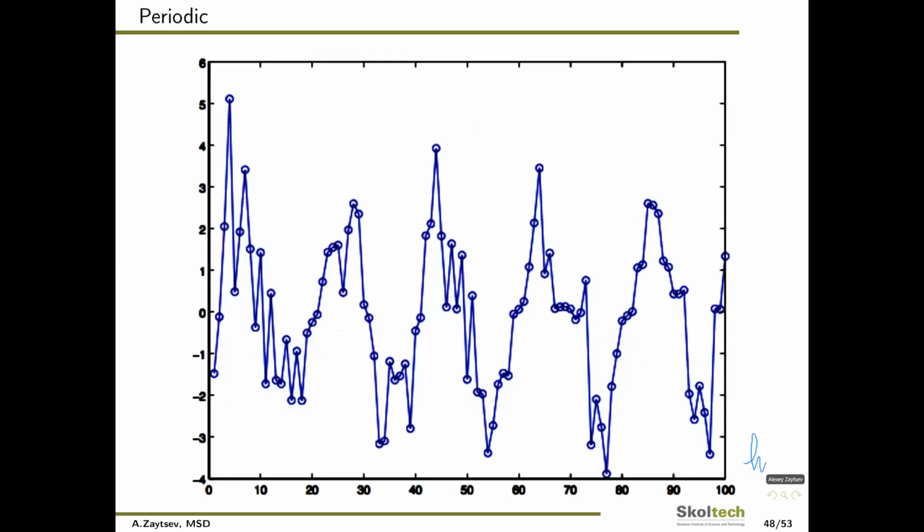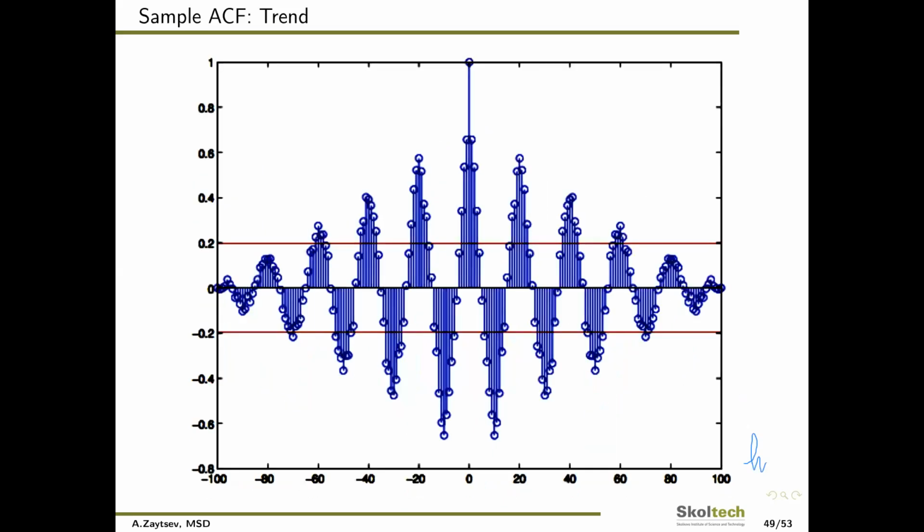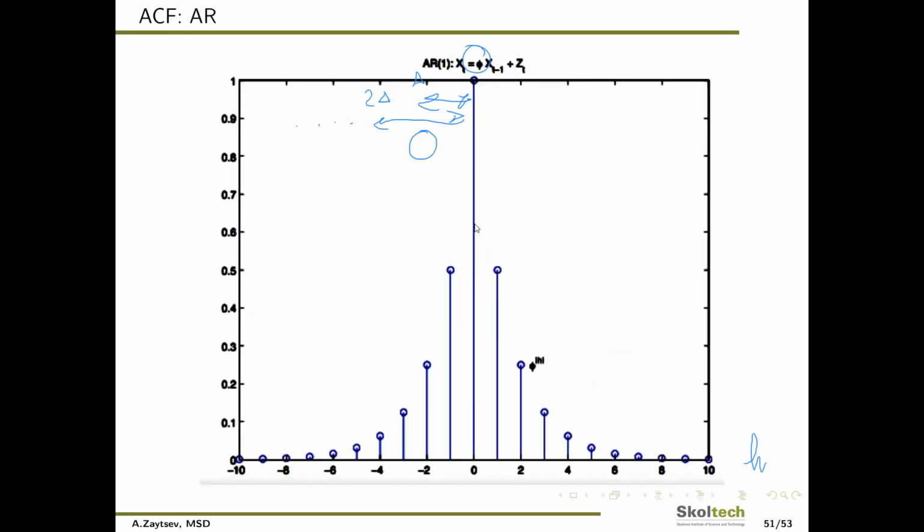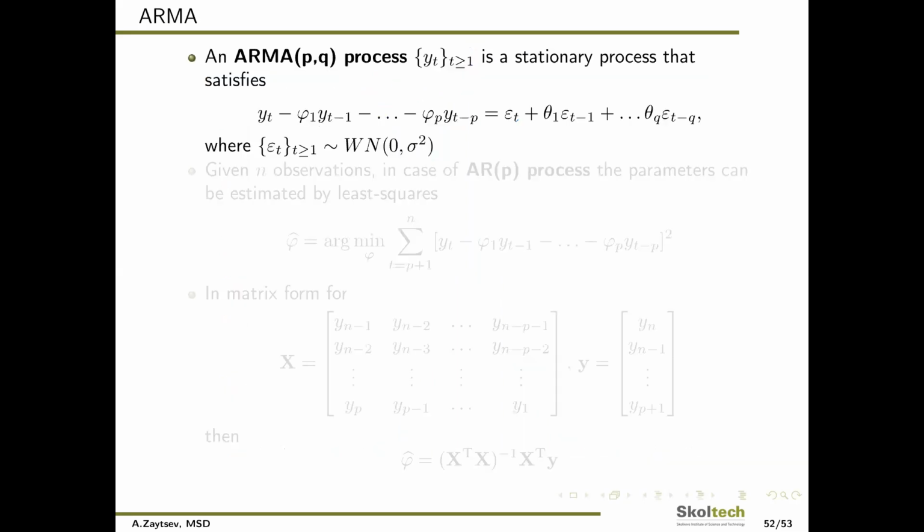If you have some periodic time series, again, we calculate the autocorrelation function and have this nice periodic structure with peaks when we have this delta that equals the periodicity of the time series. We have delta, 2 deltas, and so on and so on. For moving average, as we discussed, we have a structure like this here. And for autoregression, we have this exponential decay.